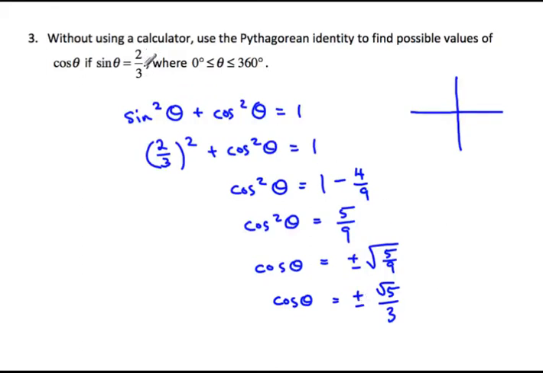If sine theta is positive, we know that we're in the top half of the Cartesian plane by the CAST rule. But there's two possible answers up there, one in the first quadrant, one in the second quadrant. In the first quadrant, cosine will be positive, that's where the positive answer came from, and in the second quadrant, cosine will be negative, that's where the negative answer came from. So that's an introduction to the unit circle and the kinds of problems that it can be used to solve.